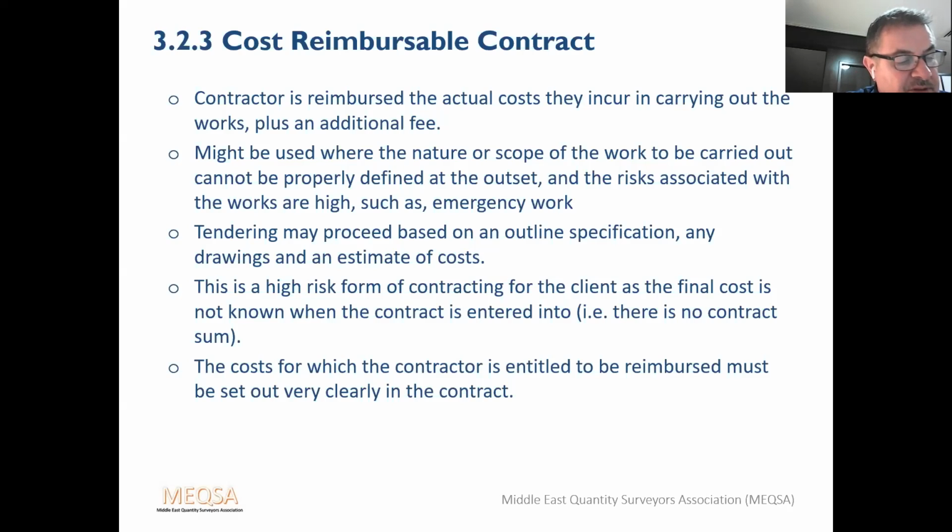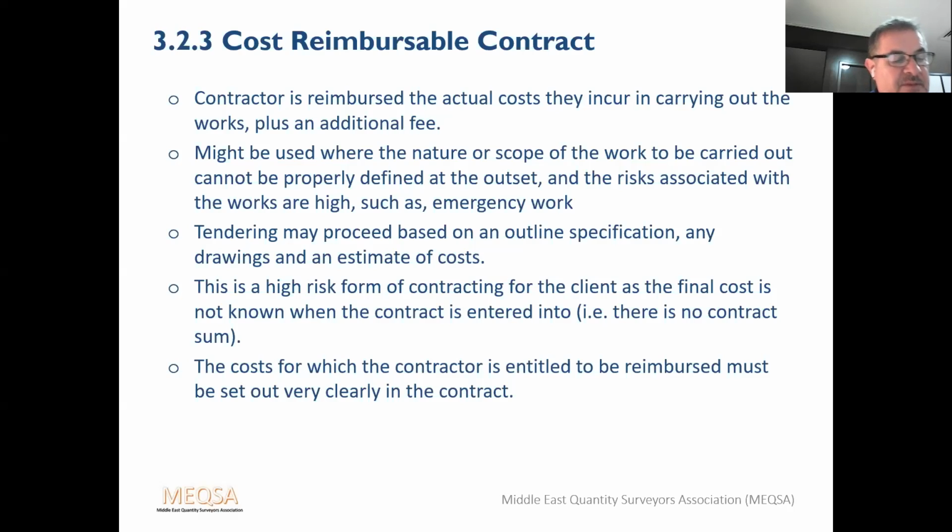A cost reimbursable contract might be used where the nature or scope of the work to be carried out cannot properly be defined at the outset, and the risks associated with the works are high, such as emergency work. For example, urgent alteration or repair work, if there's been a building failure or a fire which requires immediate reconstruction. It could be a building's gone on fire and the client wants to retain the building, but perhaps it's in danger of falling down. So you need to get somebody on site very quickly to start making it good.